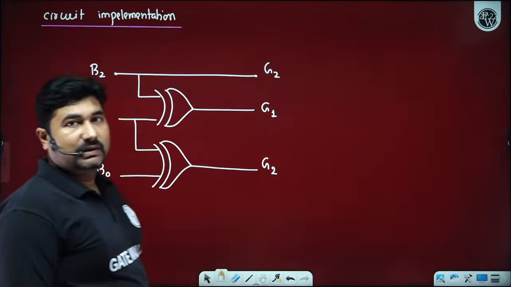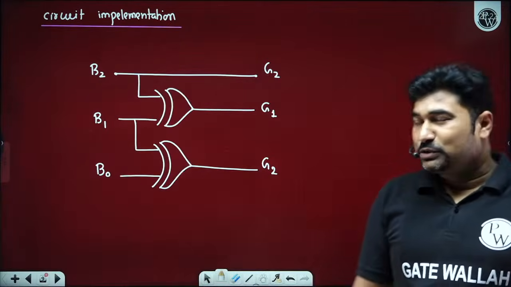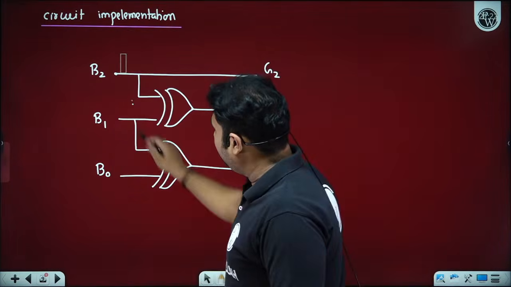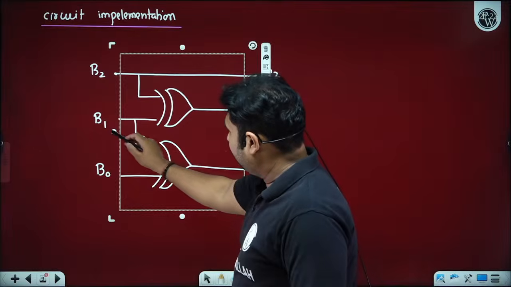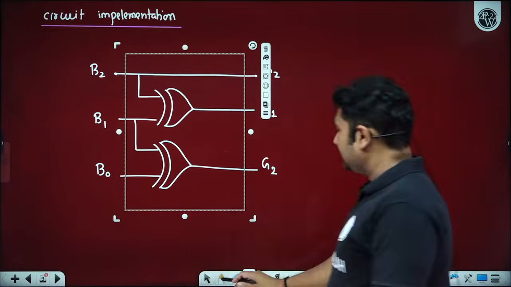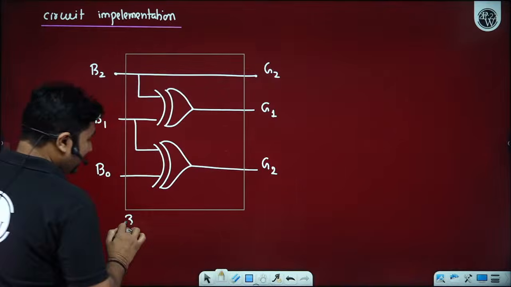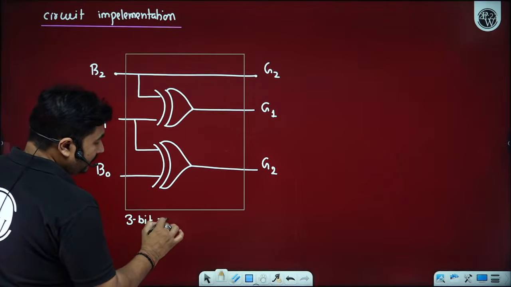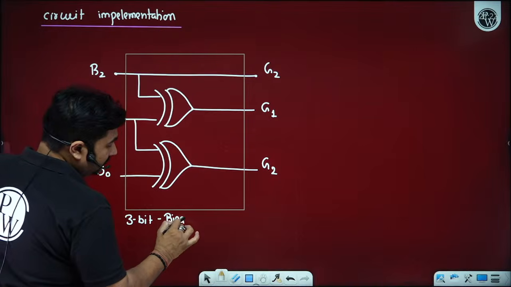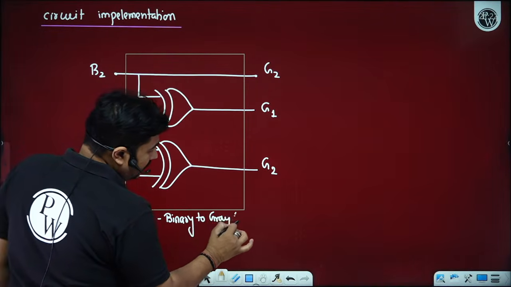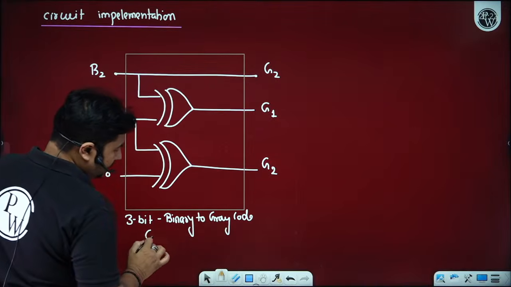How many of you are able to understand this concept? Please let me know by writing in the comment section. So this is your desired combinational circuit, which is designed by you only. This is a 3-bit binary to gray code conversion circuit.